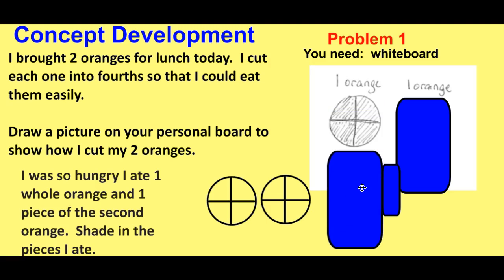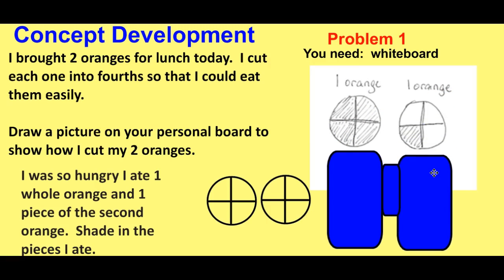Okay, so on this orange, you shaded in all parts because I ate all of that orange. And then on the second orange, you should have just shaded in 1 part because I only ate 1 piece of that orange. So now I want you to write what fraction of this orange did I eat, and then what fraction of this orange did I eat. I want you to write those 2 fractions on your board beside each one of your circles so I can see the fractions that show what I ate from both oranges.